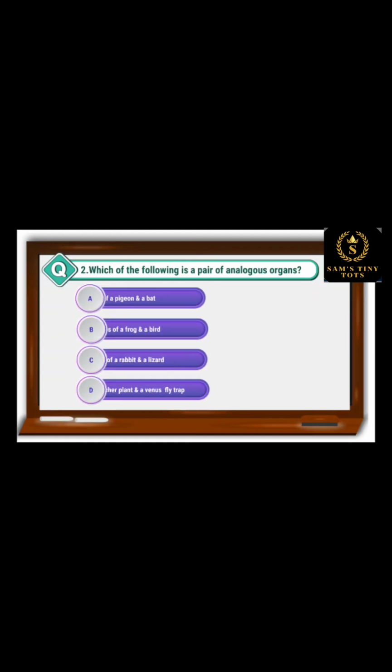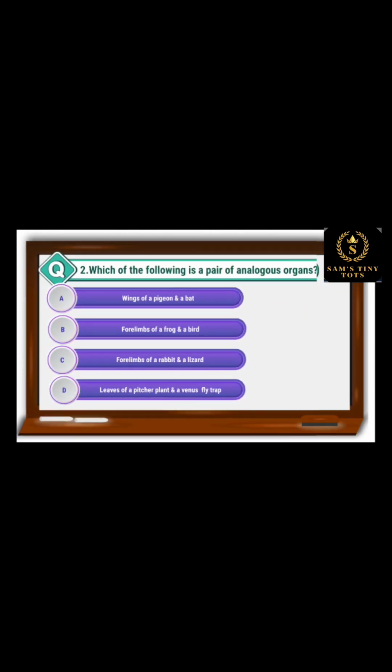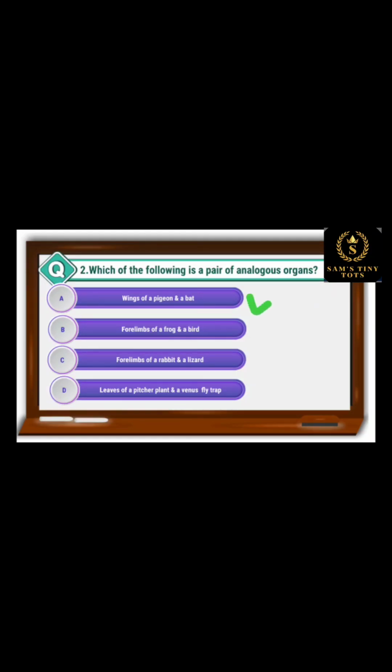2. Which of the following is a pair of analogous organs? Option A, wings of a pigeon and a bat. Option B, four limbs of a frog and a bird. Option C, four limbs of a rabbit and a lizard. Option D, leaves of a pitcher plant and a Venus flytrap. And the correct option is option A, wings of a pigeon and a bat.